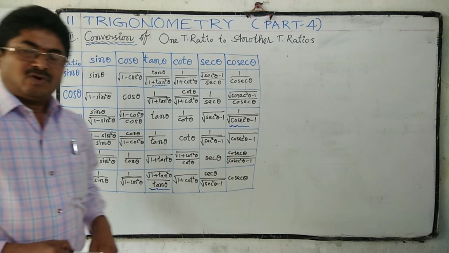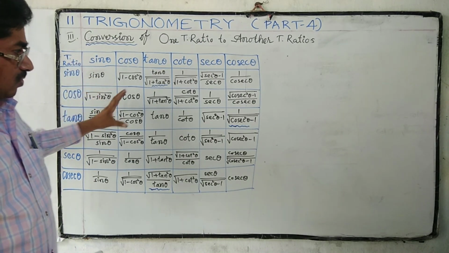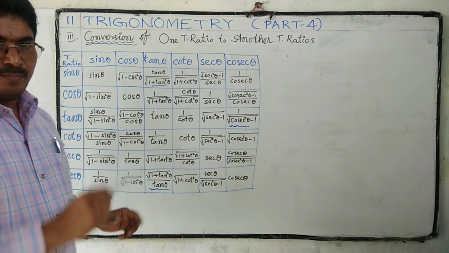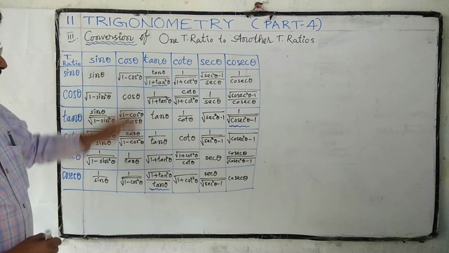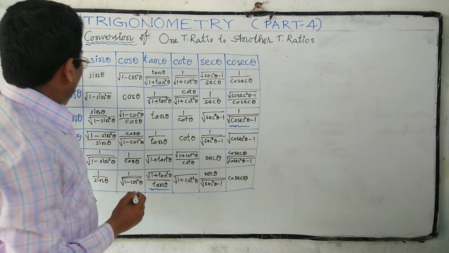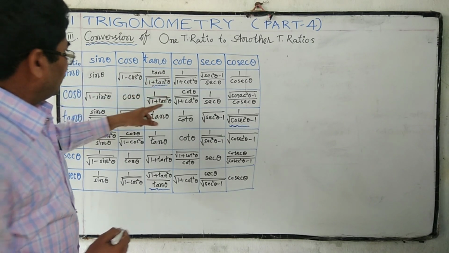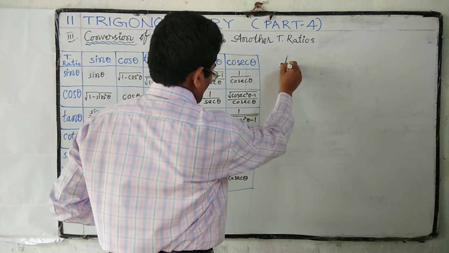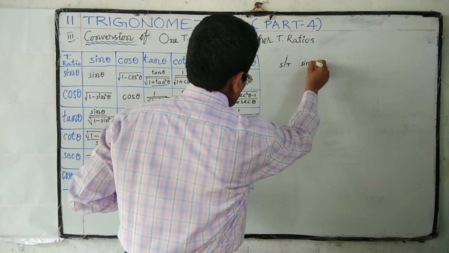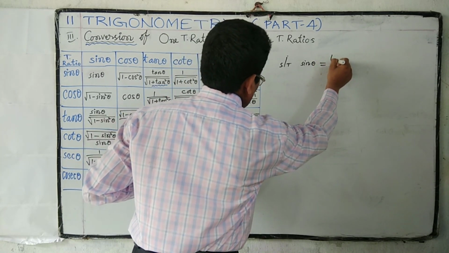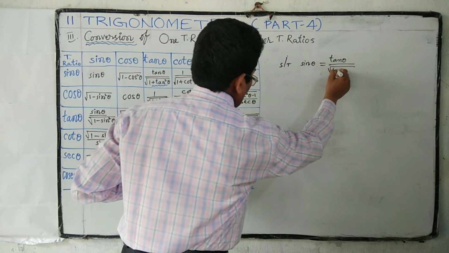Like this we can understand. After that, we have to practice on paper or anywhere. Now I will show you some proofs. First, how to get sin theta in terms of tan theta, by under root of 1 plus tan square theta.